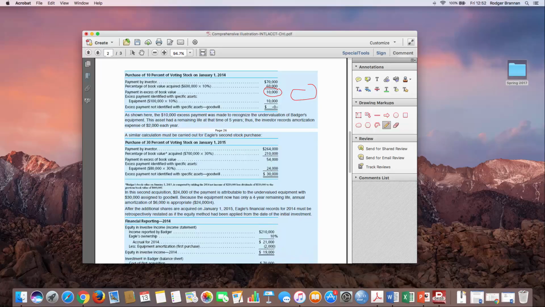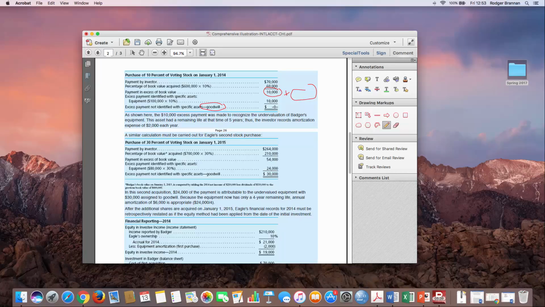In this particular case, they've identified a specific asset that they believe objectively is undervalued by $100,000. Since they are acquiring 10% of that, they can attribute that overpayment, if you will, to that specific asset. So the $70,000 represents the fact that really the book value of the company is $600,000, and that specific asset should be recorded at $100,000 more, or a total of $700,000. Goodwill is anything that would be left over after this excess is accounted for, and I can't attribute it to any specific asset.